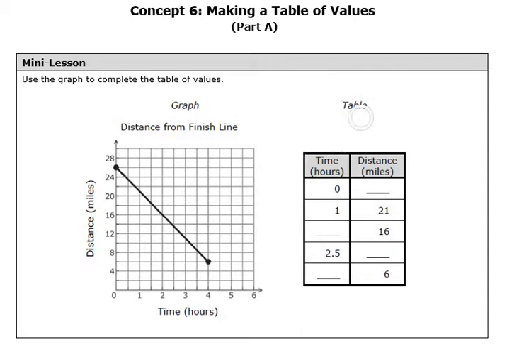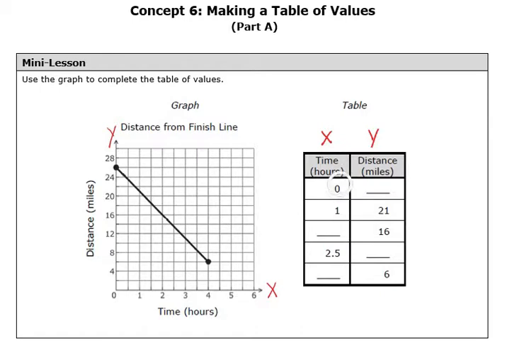We're going to complete this table using the graph given. Every point on this graph, not just these bolded points, every point along the line can be described with an X and a Y. And we can organize those X and Y's in a table. We'll put all our X's in the first column and all our Y's in the second column.